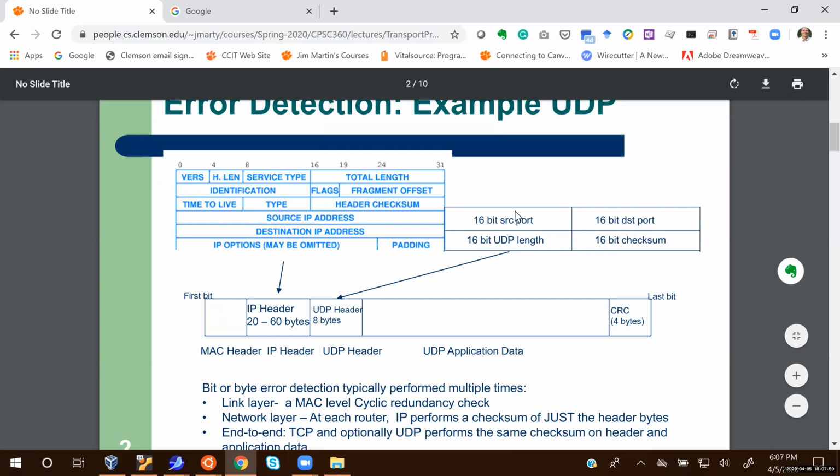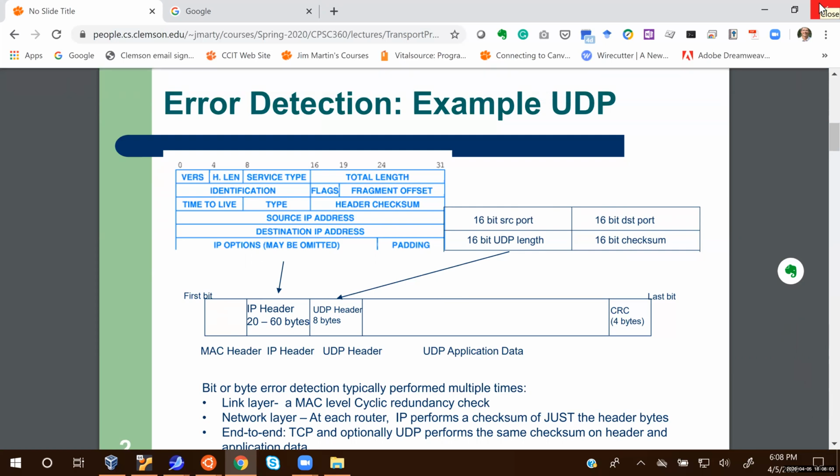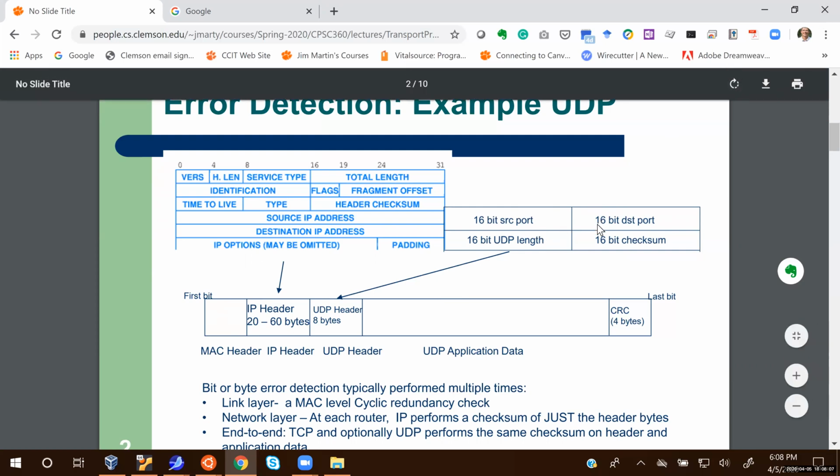The UDP header contains no surprises here for us. The port number, destination and source port number, the UDP length, the number of bytes in the UDP message, and then the checksum. So I'll get back to the checksum in a second. Back to the MAC frame, notice the trailer is 4 octets of CRC.